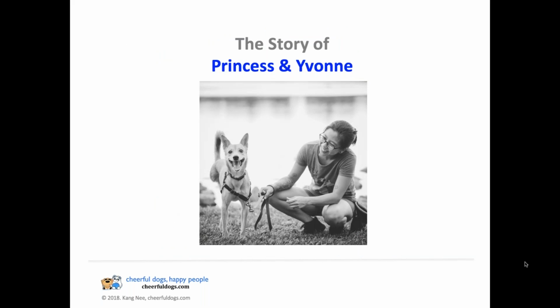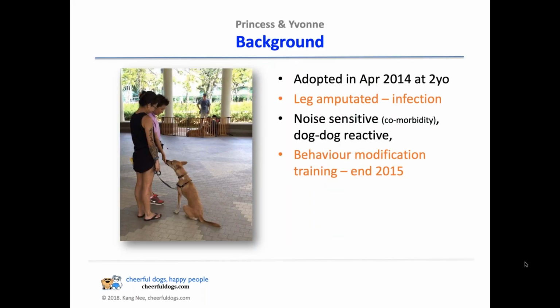So here's a case study, the story of Princess and Yvonne, who are my SA clients. I think Yvonne is logged in right now. This is a story which she has kindly allowed me to share. Princess was adopted from a shelter about 4 years ago. She's a hind leg amputee, and she is also noise sensitive and dog reactive. So when Yvonne first contacted me towards the end of 2015, about 3 years ago now, it was to work on those behaviors, the behavior modification for noise sensitivity and dog reactivity.